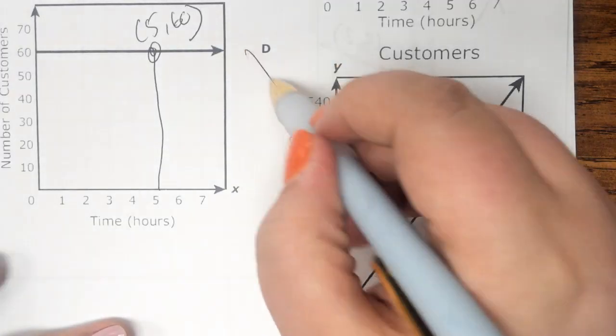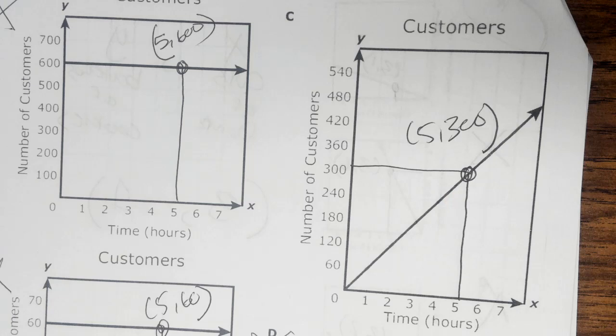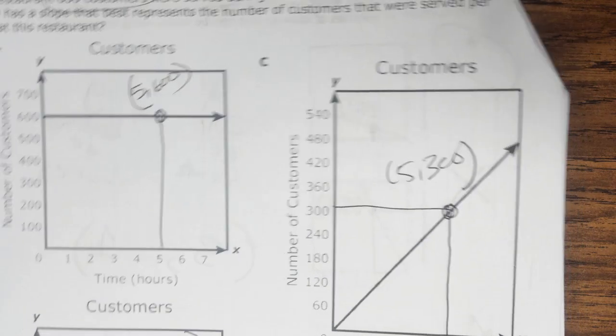Not what I want. I want 300. So 5 customers, 300. All right. That was number 2. Now looking at number 3.